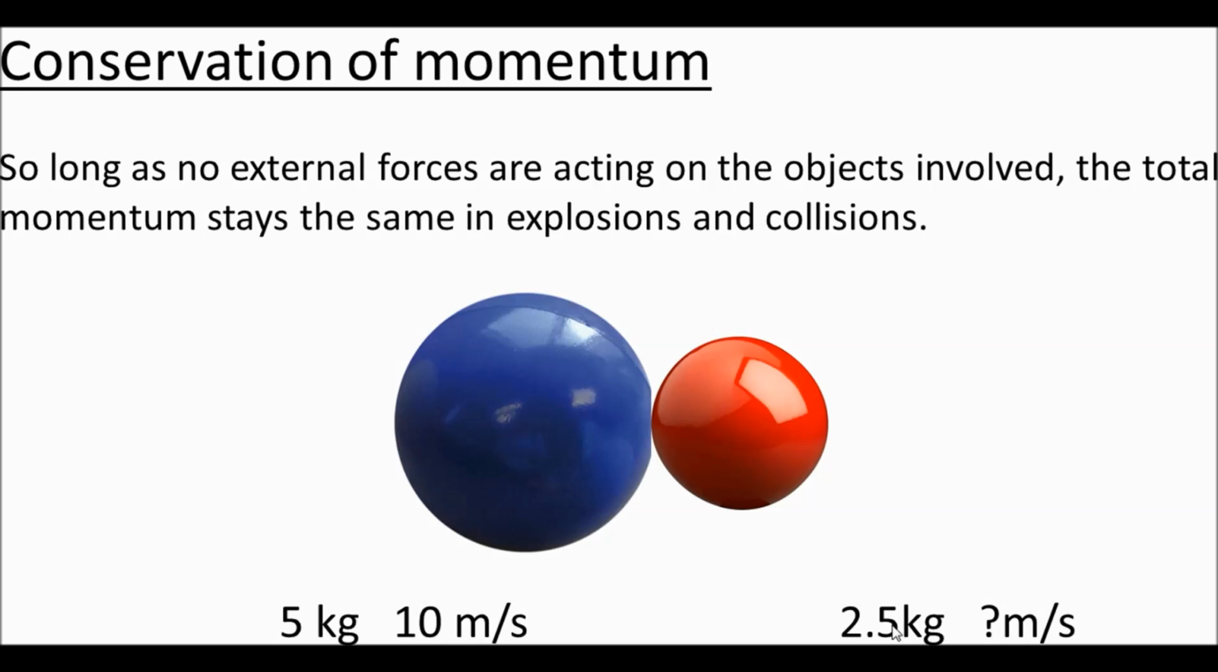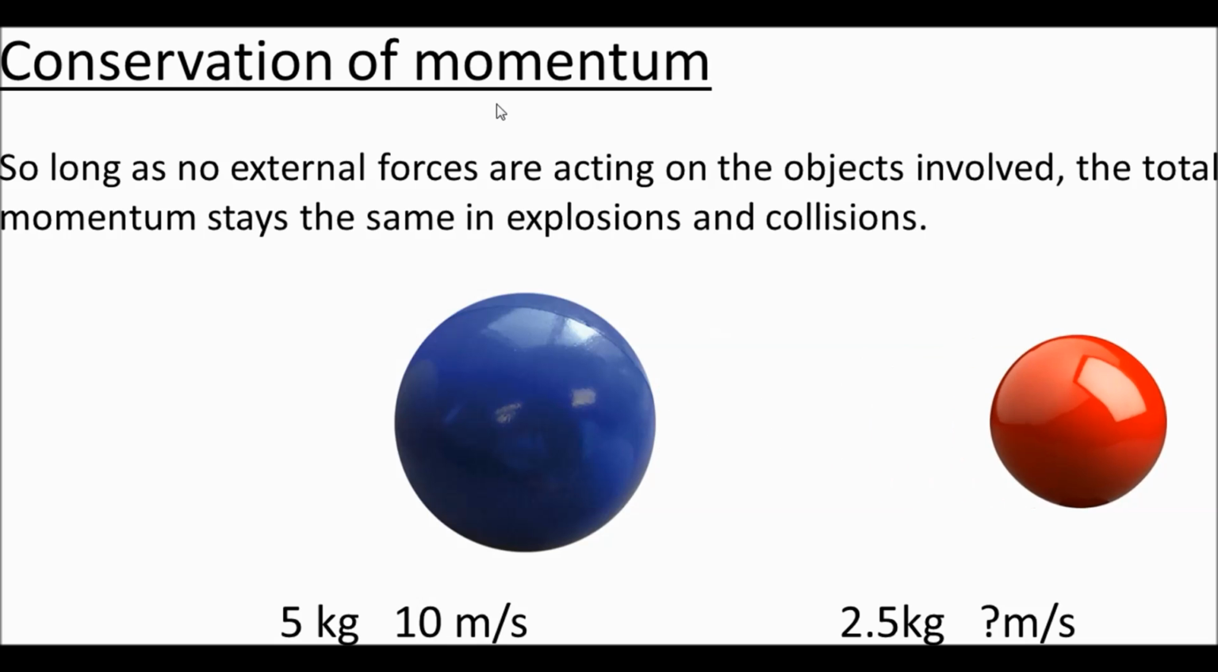So 2.5 kilos this time, multiplied by what gives you 50 kilograms meters per second? Well, it's got to be 20, hasn't it? So we've halved the mass of the red ball, and in order to keep the momentum the same, to conserve that momentum, we have to double the velocity. So that's conservation of momentum. There it goes, 20 meters per second.